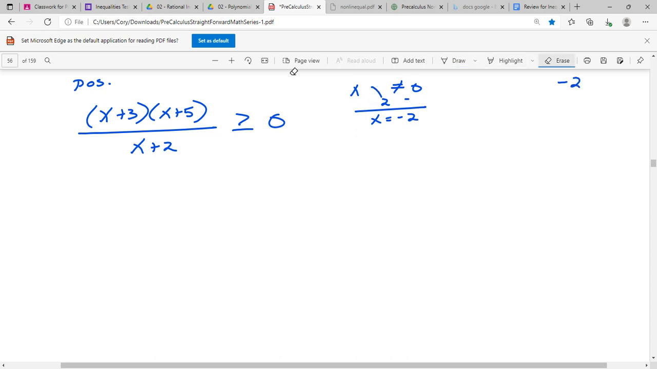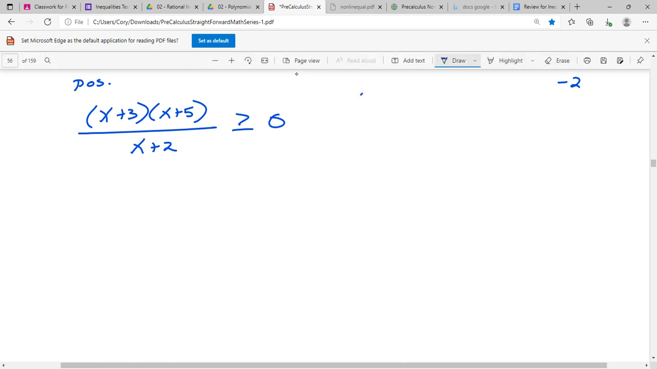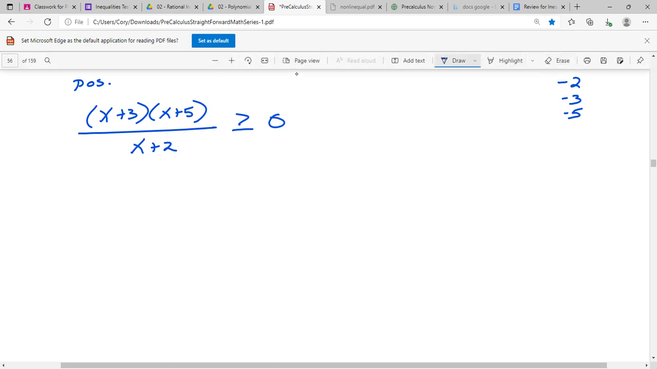Right, and then for my top, both of those factors would have to be equal to 0. So if I had x plus 3 equals 0, I'm going to get negative 3. And if I had x plus 5 equals 0, that would be negative 5, because I do minus 5. Okay, so those are my numbers. And the ones that are going to have the square brackets are the ones on the top part right here. So these two are going to be square brackets. This one's a round bracket, okay?